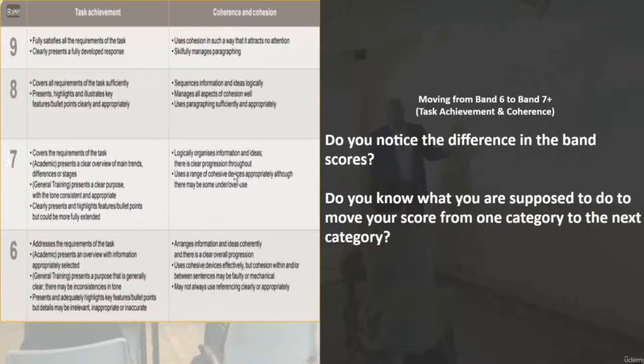And then it's the same thing in terms of looking at coherence. We're looking at the same thing. There are differences between 6, 7, 8s, and 9s. The examiners have a chart like this. And in fact, the examiner chart has more detail. This is the public chart that they give you. The examiner's chart has even more detail to help them put you into different categories.